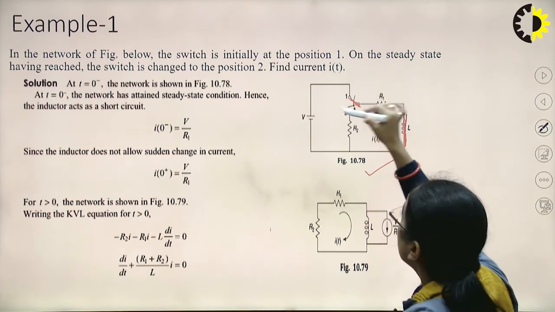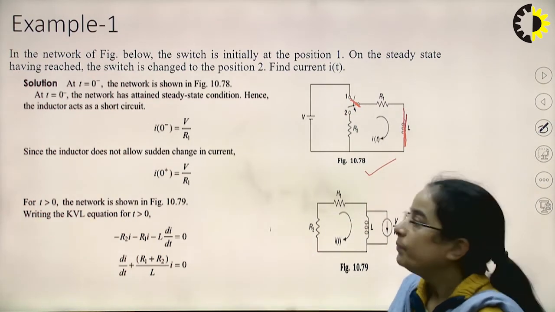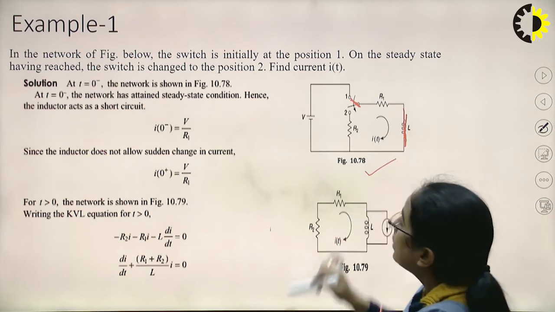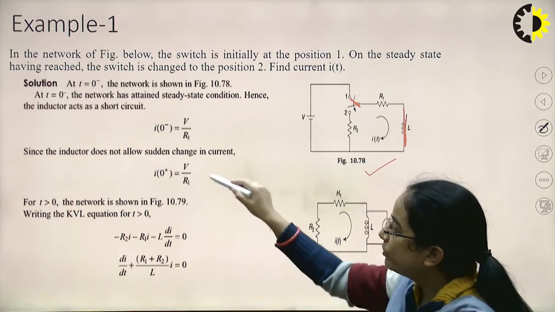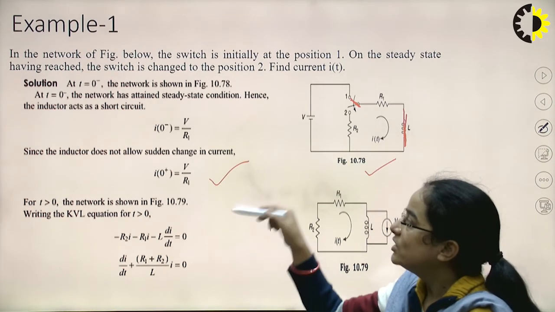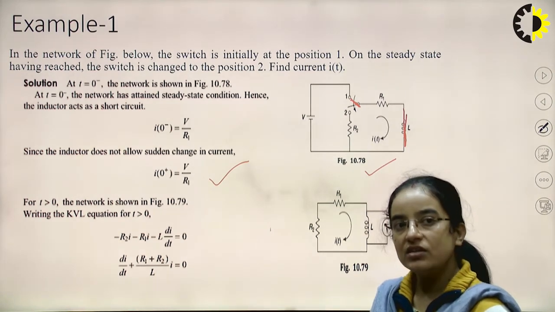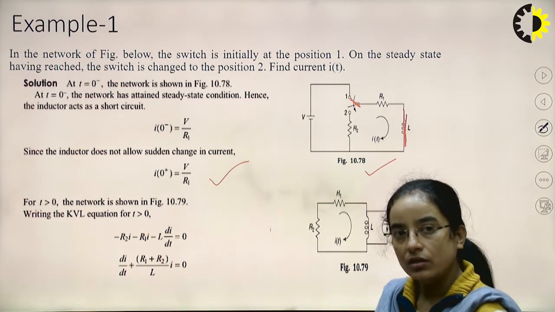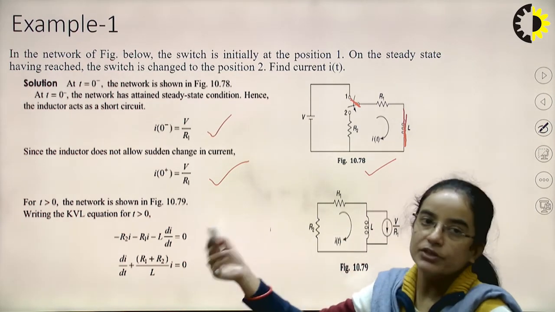So now this resistance R2 will not be connected in the network. So simply, this current I can be calculated as V by R1. So V by R1 will be the initial value of the current. Okay, so I0 minus and I0 plus will be the same, because the inductor does not allow a sudden change in the current. So I0 minus will be V by R1 and the same will be I0 plus.